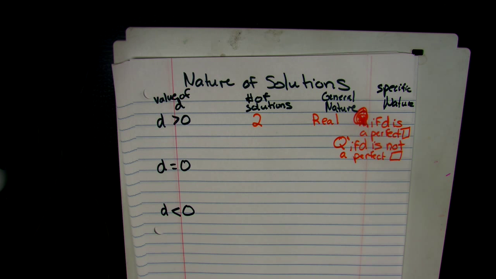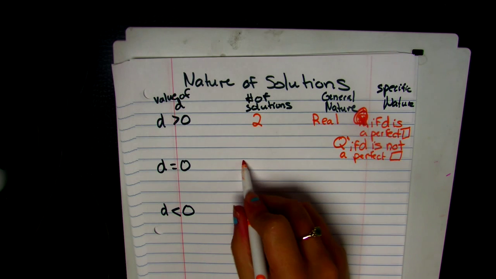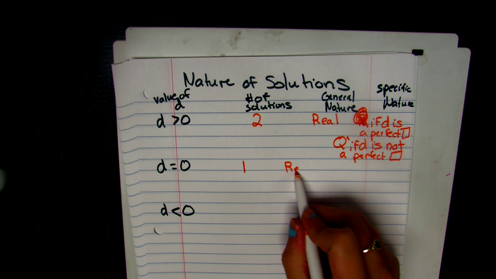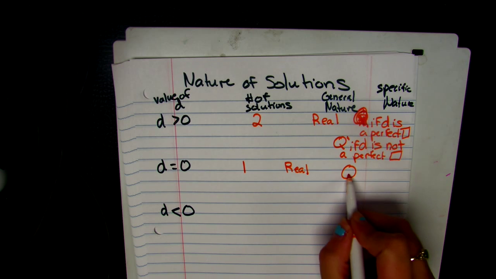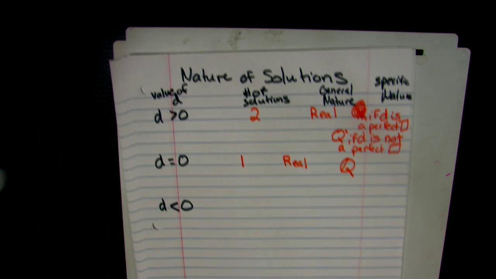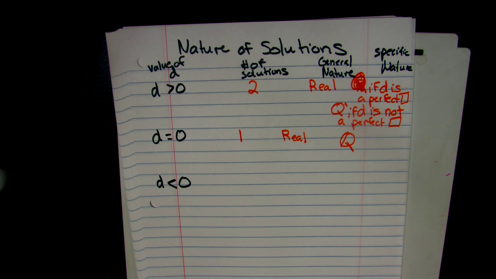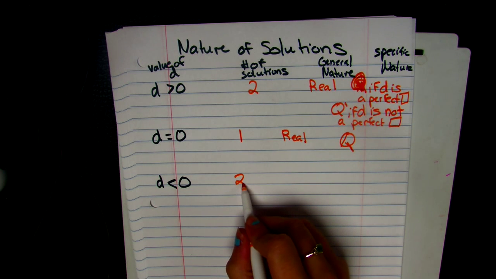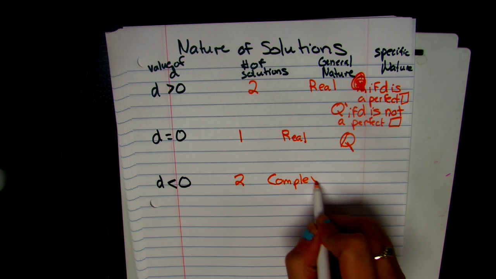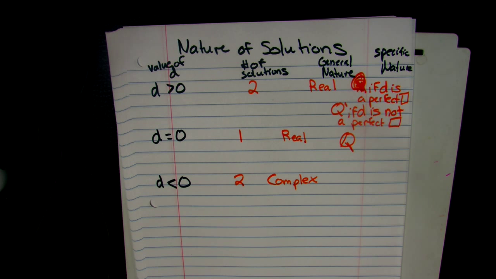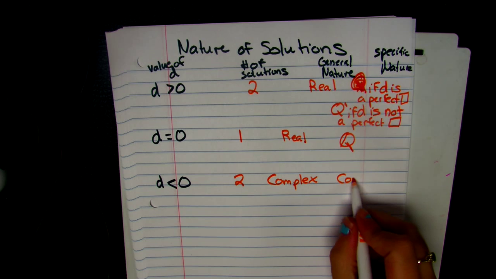So now what about if D is equal to 0? You do the b squared minus 4ac and you end up with 0. In that case, you're going to have one solution. It's going to be real. And it's going to be rational. So simple, easy, it's just going to be rational. Now if D is less than 0, then that means you're going to have two solutions again. These are going to be complex because if your D is less than 0, that means it's negative, which means that you're taking the square root of a negative number. You can't take the square root of a negative number, which means it's an imaginary number, which means it's complex, okay? And so your specific nature is going to be the conjugates.